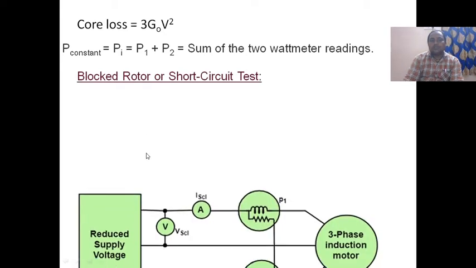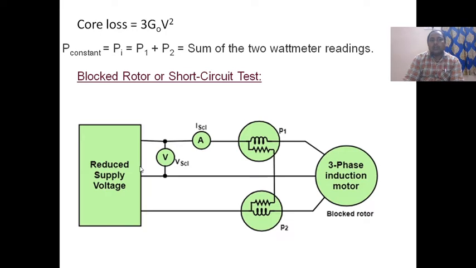Blocked rotor or short circuit test. So please see, in the blocked rotor or short circuit test, for the supply voltage here, the voltmeter is connected in parallel and the ammeter is connected in series. In the blocked rotor test, we block the rotor. The rotor does not rotate. To the rotor we apply maximum load.